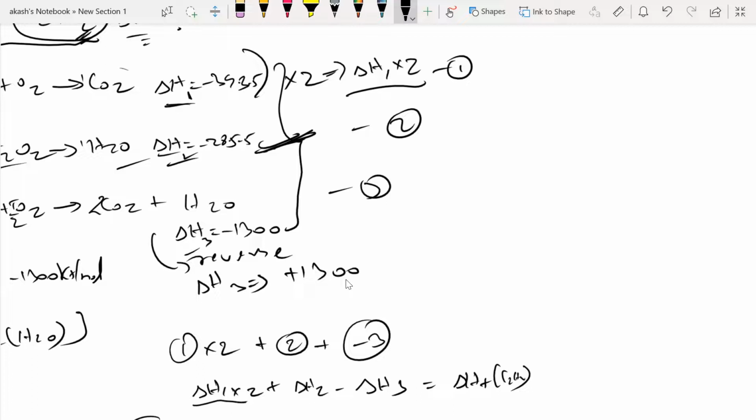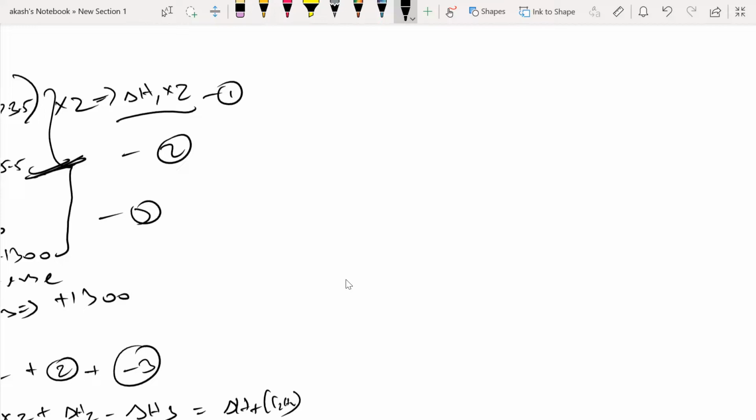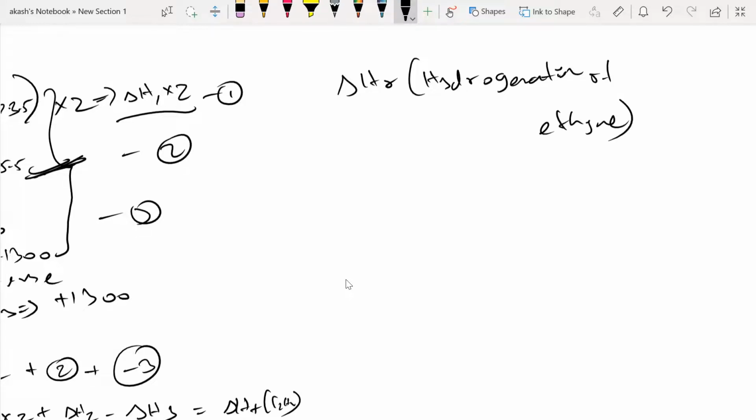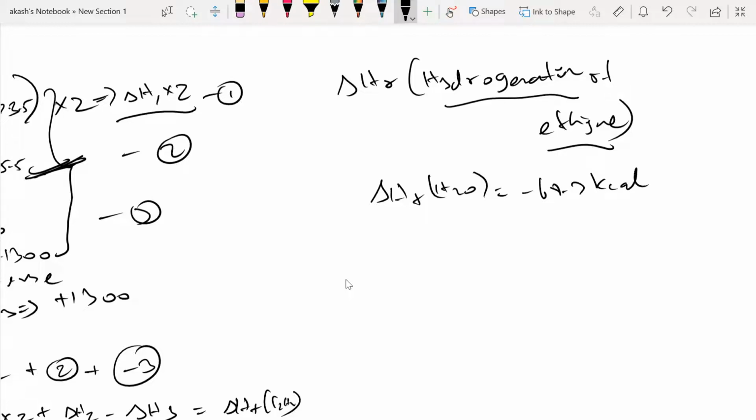Okay, I think you have to solve this by this method only. They're asking, find delta HR for hydrogenation of ethyne, or they have given the question as hydrogenation of acetylene. We know acetylene is nothing but ethyne. So you have to find the enthalpy of reaction for the hydrogenation of ethyne. What is given is the enthalpy of formation of water. Here it is given in kilocalories, don't worry about it: 68.3 kilocalories per mole.